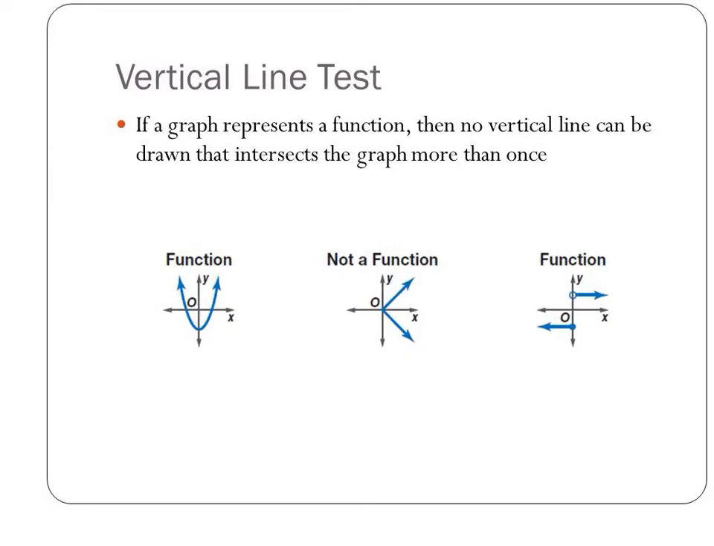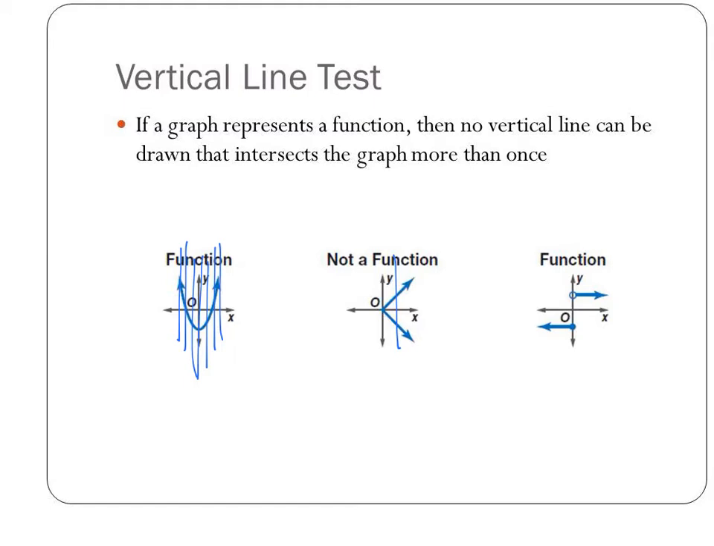If you have a graph, one way that you can tell whether it's a function or not is by the vertical line test. The vertical line test says that no vertical line can be drawn that intersects the graph more than once. So this first one here is a function, because if I draw vertical lines, they're each just going to pass through that graph once. The second one, though, is not a function, because if I draw even just one vertical line right there, it's going to pass through the graph twice, so that's not a function.